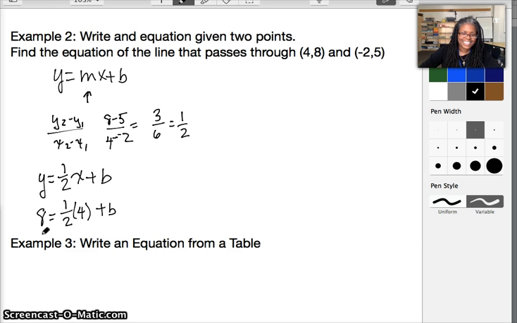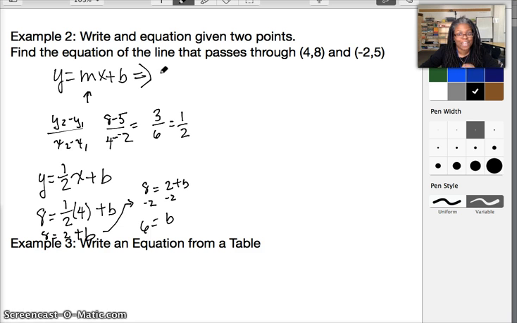So 8 is equal to 1/2 times 4 is 2 plus b, and clearly we can already see what the answer is, but I'm going to solve it anyway. So 8 is equal to 2 plus b, subtract both sides by 2, and we get that b is equal to 6. This is not done though. The final portion of this is we need to actually write the equation because that's what they asked for. So y is equal to, what's the slope? We found it to be 1/2. 1/2 of x plus 6 because that's our y-intercept.